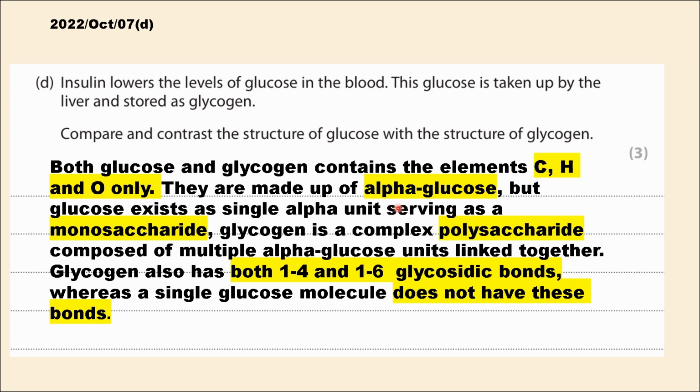They are made up of alpha glucose, but glucose exists as a single alpha unit serving as a monosaccharide. Glycogen is a complex polysaccharide composed of multiple alpha glucose units linked together. Glycogen also has both 1,4 and 1,6 glycosidic bonds, whereas a single glucose molecule does not have these bonds. So always write your answer in your own words, making a paragraph.